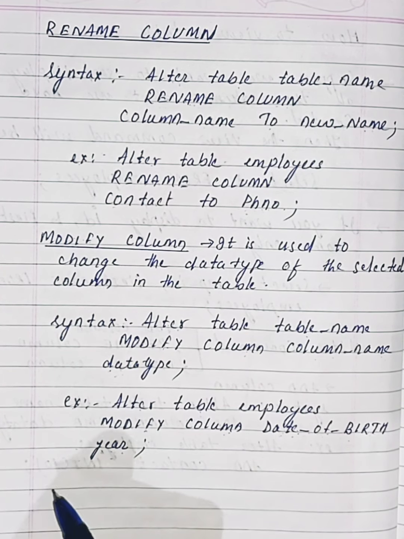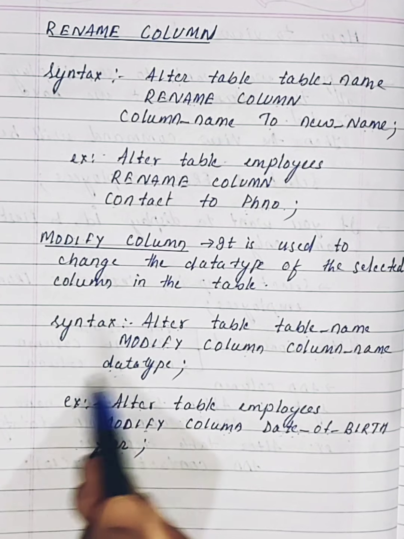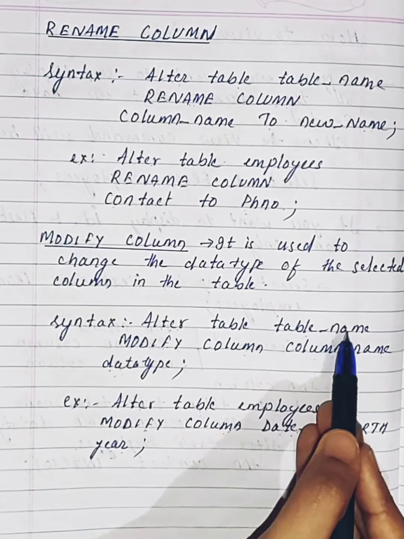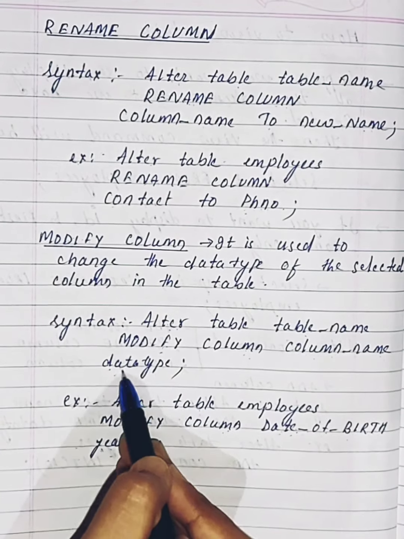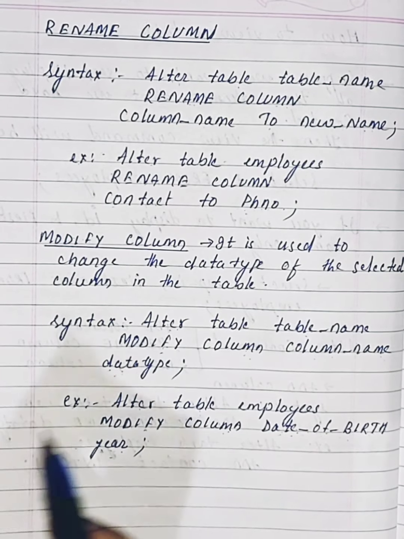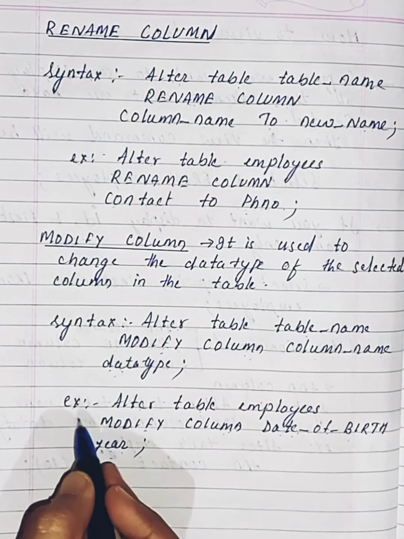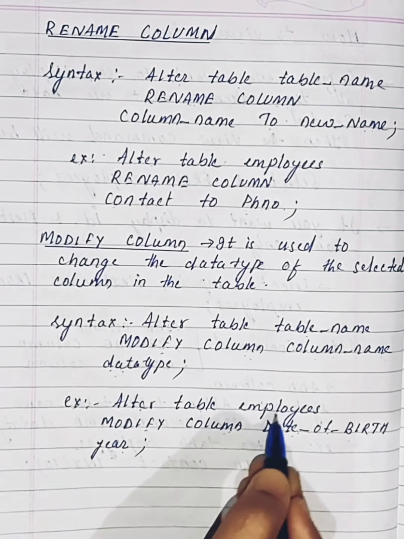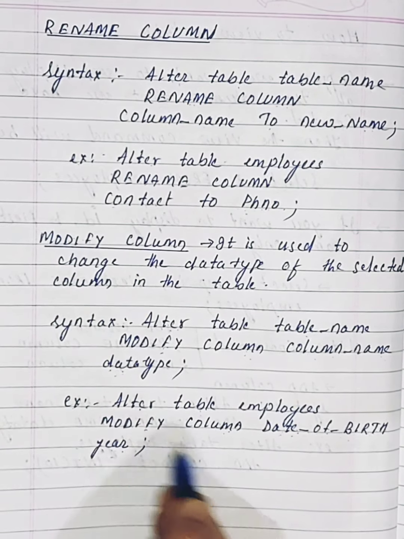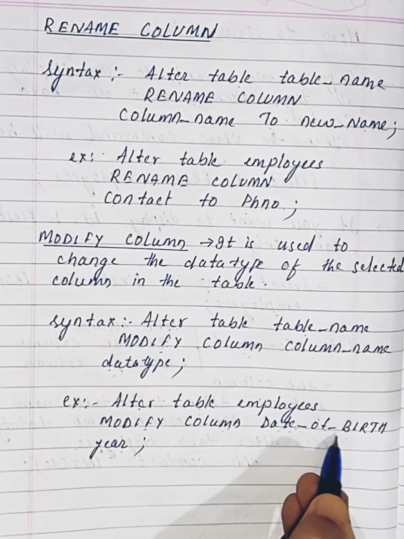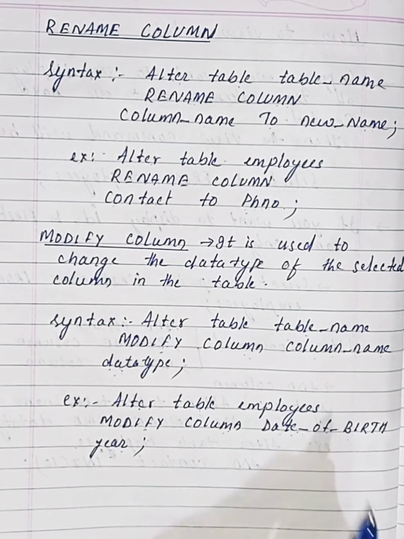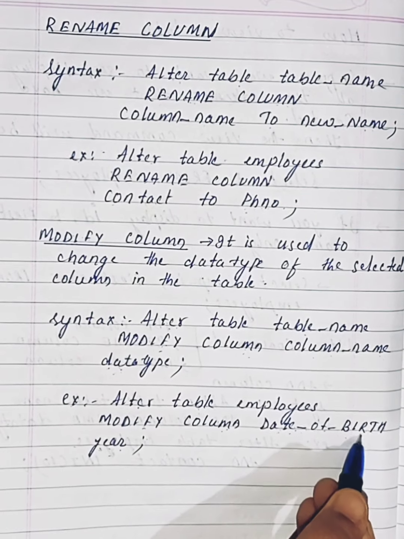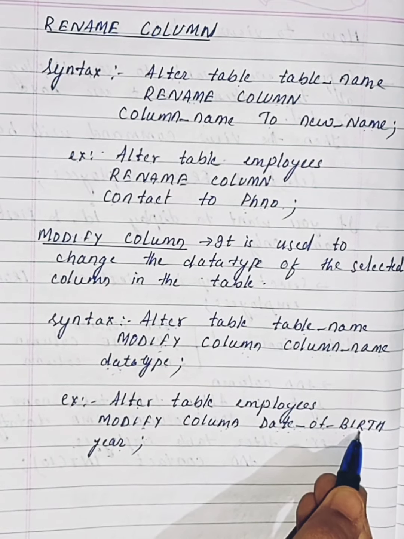So what will we write? Let's have a look at the syntax, that is: alter table, then table name, then modify column, then the column name, then the new data type that we want to change to. So the query will be: alter table employees modify column, and the column name whose data type we want to change, that is date of birth.